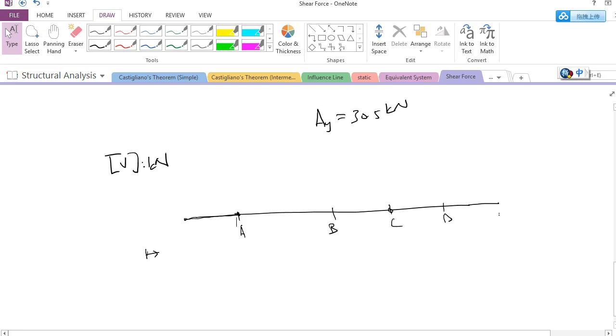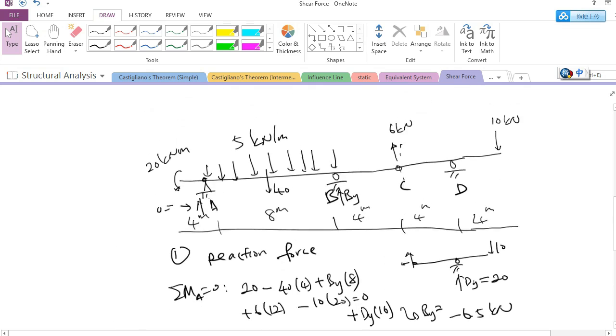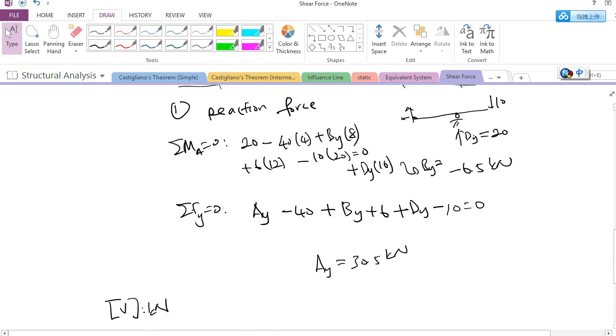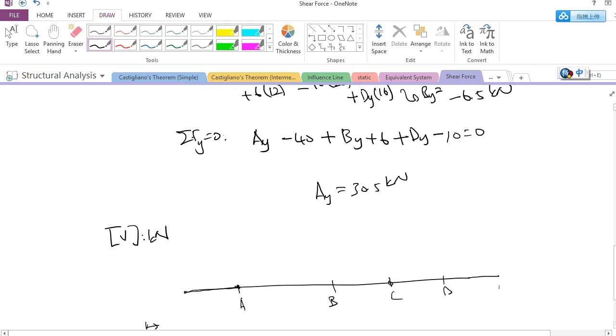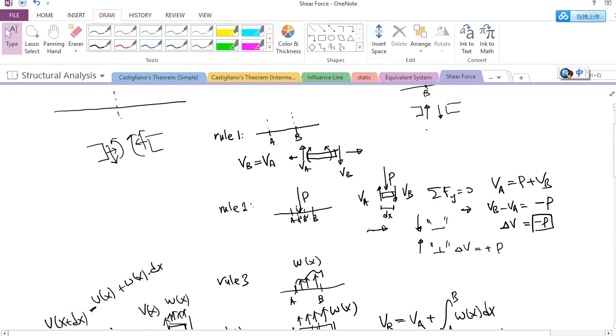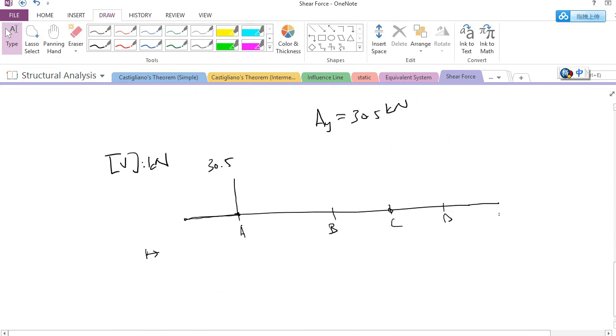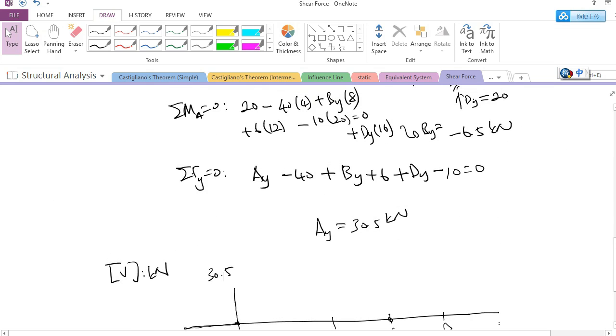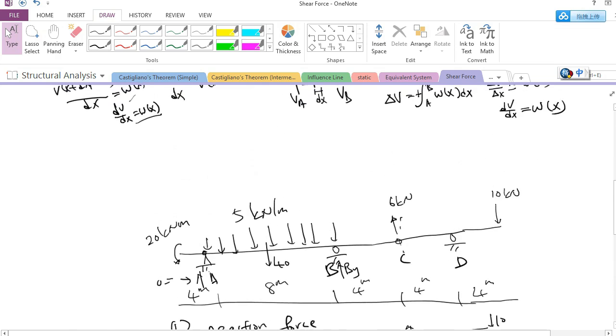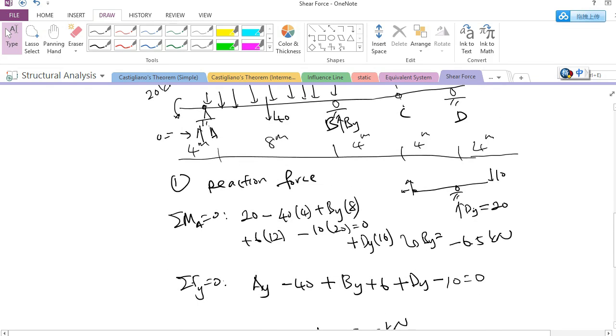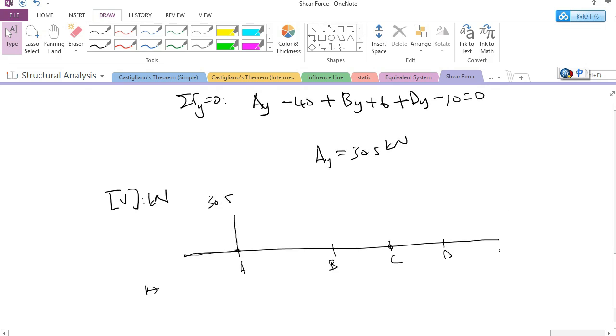When you reach point A, because we know that point A has an upward force of 30.5, based on rule number 2, it will have a jump. The jump is 30.5. This is based on rule number 2: if there is a concentrated force at a point, the left side of point A is 0, but at the right side of point A the change will be the loading at point A. The loading at point A is pointing upward. So this is 30.5.